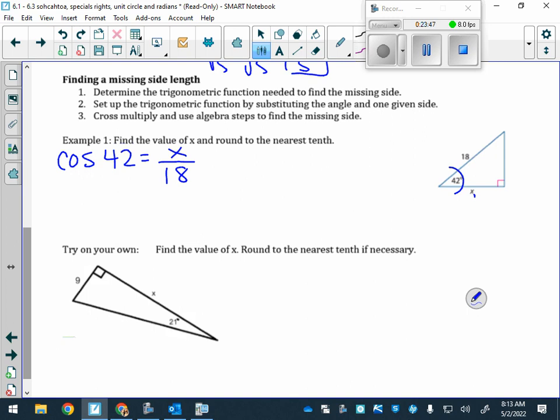Okay? So it should look familiar from our warm-up, right? How do we solve for x without even doing anything? How would you solve for x here? Yeah. Cross multiply. So we have 18 times cosine of 42 equals x. All right. So we're going to use this in our calculator. However, we must be in degree mode. All right, we must be in degree mode, okay? So turn on your calculators.